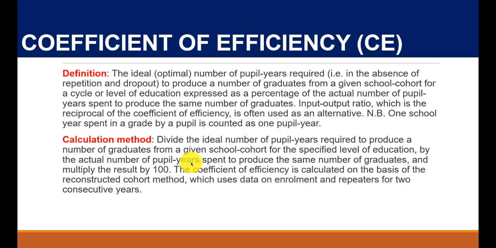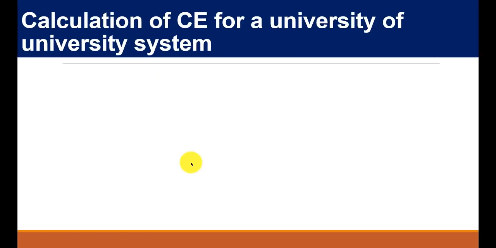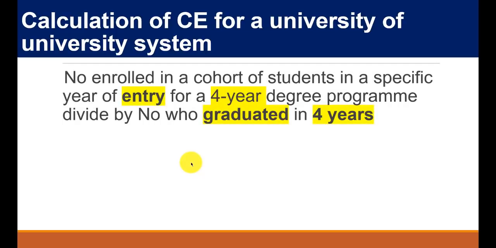Output over input, that's 1,000 divided by 1,000 times 100, will give you what? 100%. That means you are 100% efficient. You took in the same number and you processed them in 4 years, and all of them graduated. Let's look at the calculation of coefficient of efficiency for a university.